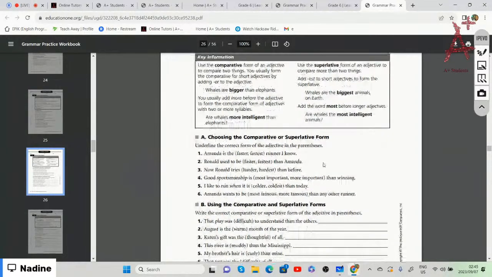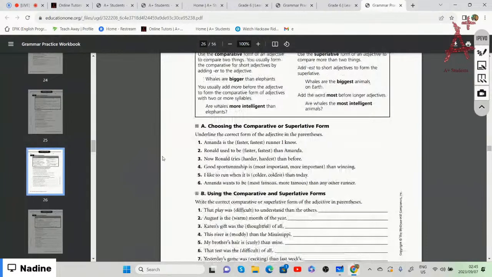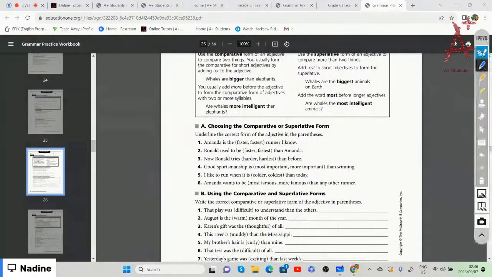Then we need to use the word most. All right, so what we're going to do is we're going to choose the comparative or superlative form of adjective in the parentheses. Amanda is it the faster runner I know or the fastest runner I know? All right, so we will say that she is the fastest runner I know.